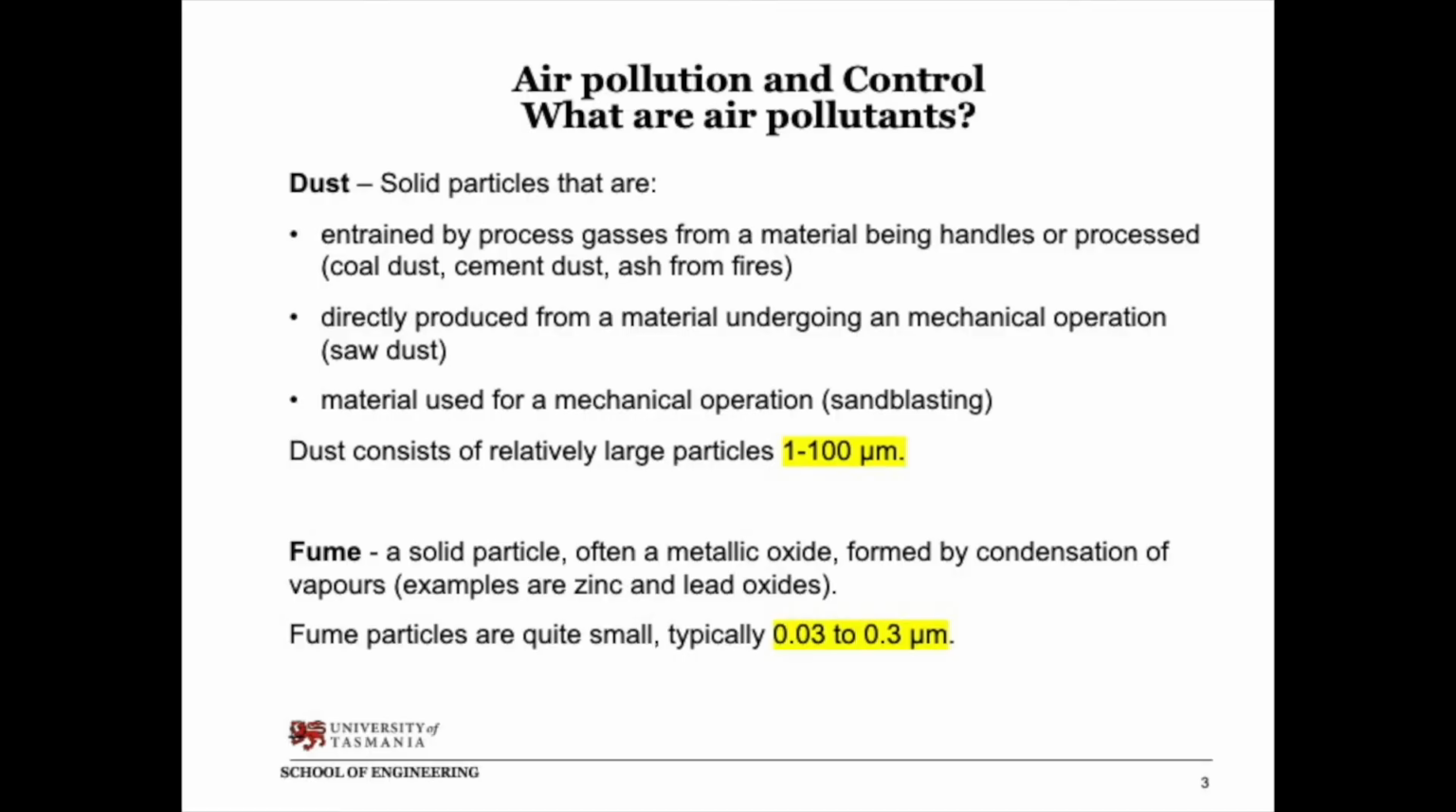So for a start, what are pollutants? The obvious one is dust. That's solid particles, and they're from 1 to 100 microns. Then a little bit smaller we have fume, and that's still a solid particle, often a metallic oxide, and they are typically 0.03 to 3 microns.